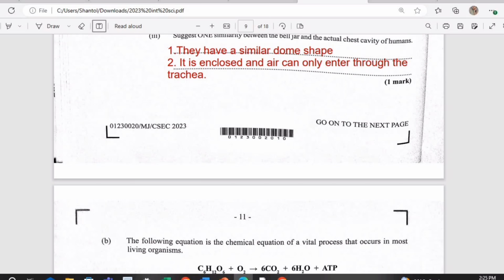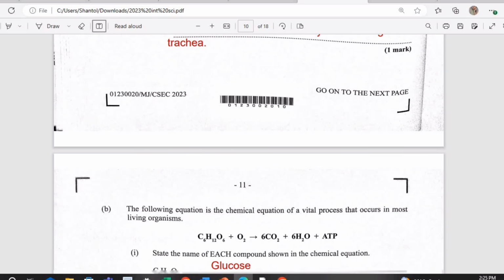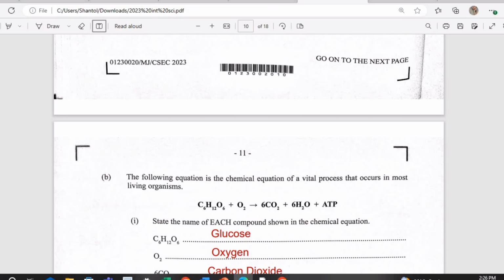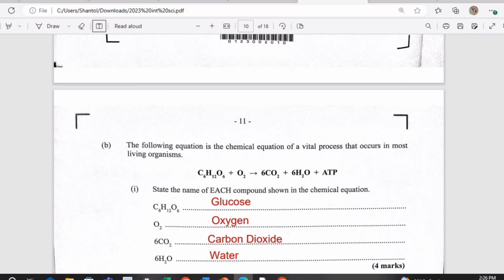Now, part B of the question, it says the following equation is the chemical equation of a vital process that occurs in most living organisms. Now, we have a chemical equation. So we have C6H12O6 plus O2 arrow 6CO2 plus 6H2O plus ATP. Now it says state the name of each compound shown in the chemical equation. C6H12O6 would be glucose. O2 would be oxygen. 6CO2 would be carbon dioxide. And 6H2O would be water.